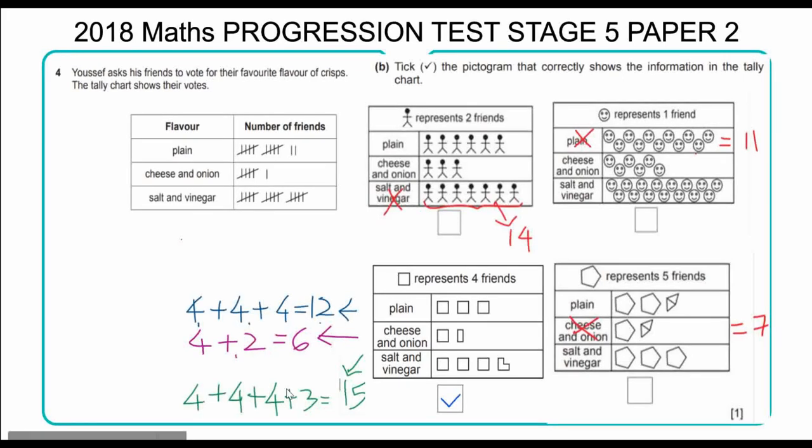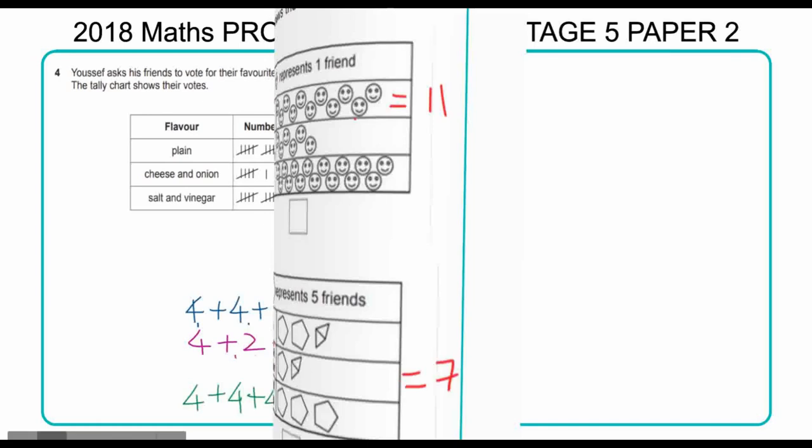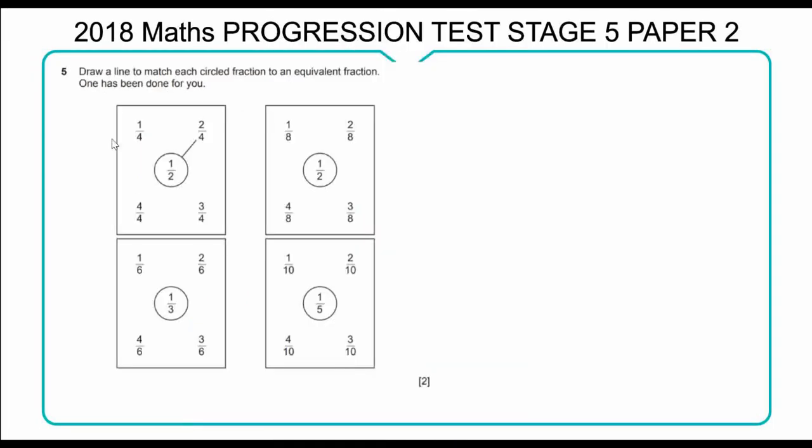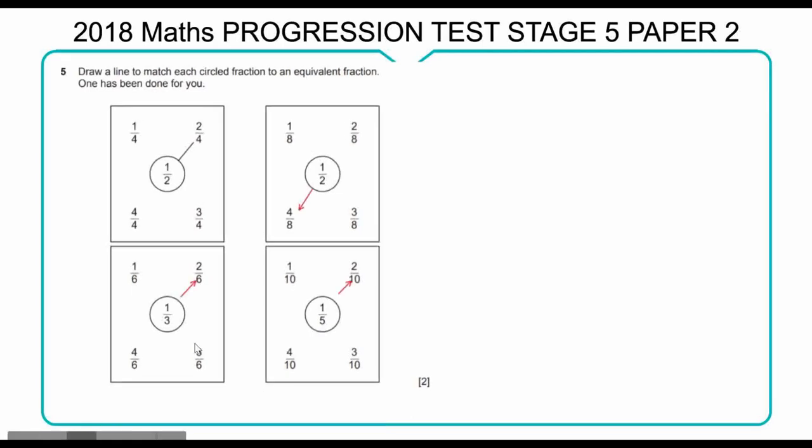Next. Question 5. Draw a line to match each circle fraction to an equivalent fraction. One has been done for you. Draw a line. So here's the answer. You may pause if you have not finished. So we draw 1 over 2 to 4 over 8, 1 over 3 to 2 over 6, and 1 over 5 to 2 over 10.